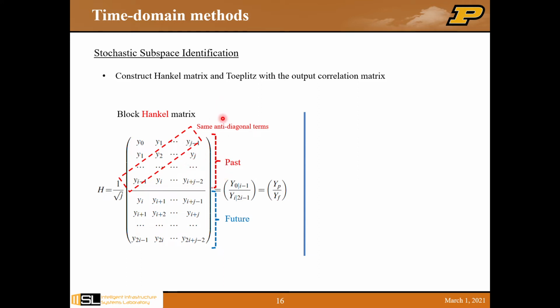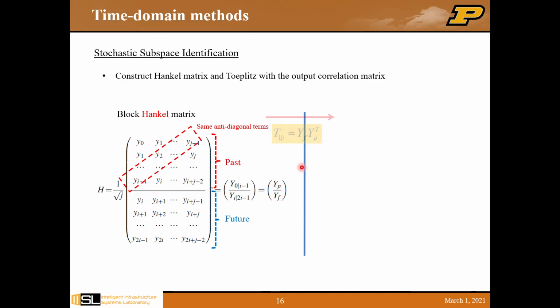The special operation of the Hankel matrix in SSI is that we need to divide this Hankel matrix into 2 parts. The first part corresponds to past measurements, the second part corresponds to future measurements. We use YP and YF to represent them.